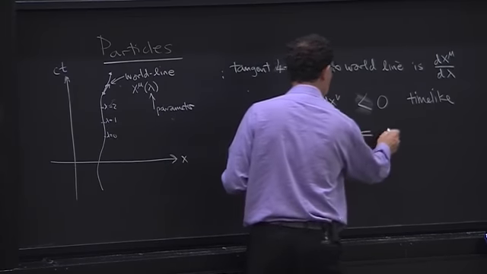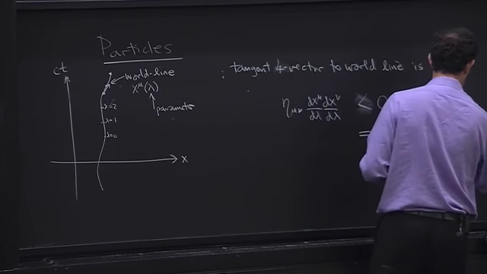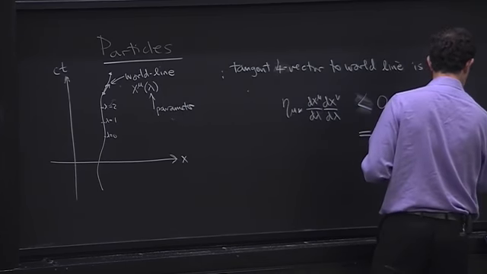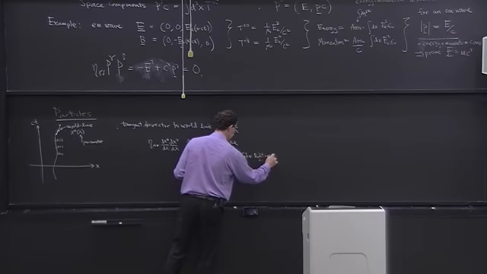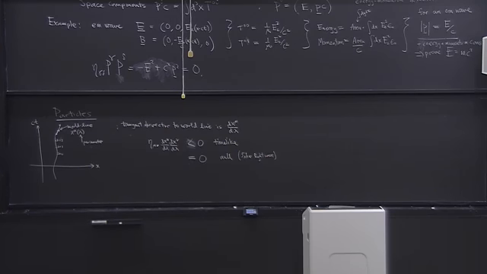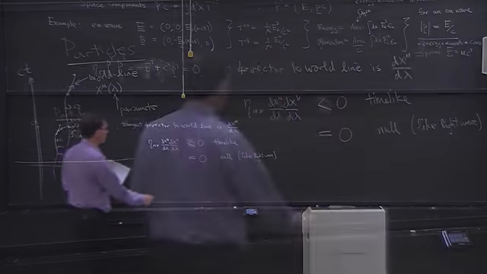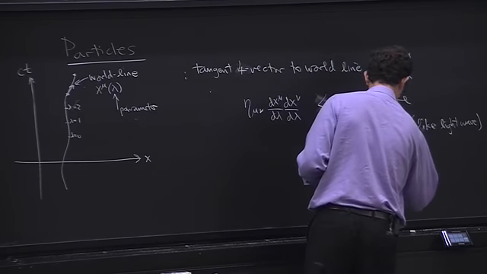If it's equal to 0, we say it's null. This is like light, like a light wave traveling at the speed of light, where dx = c dt. Or if it's positive, we say it's space-like.